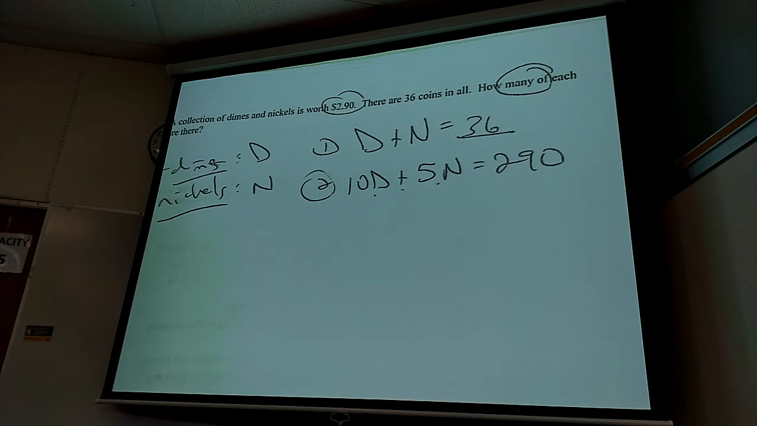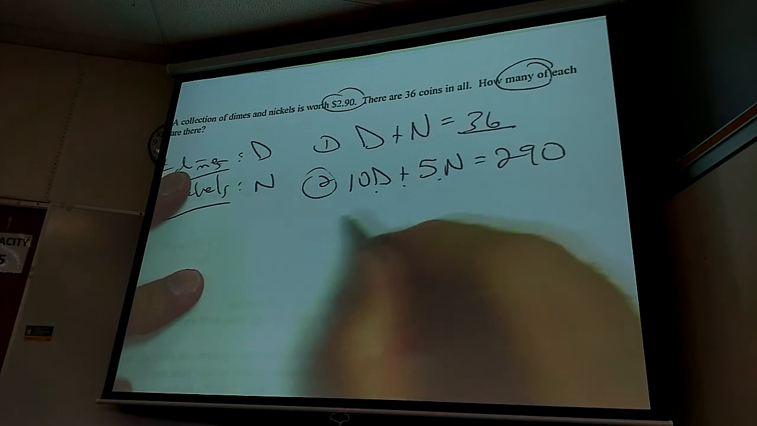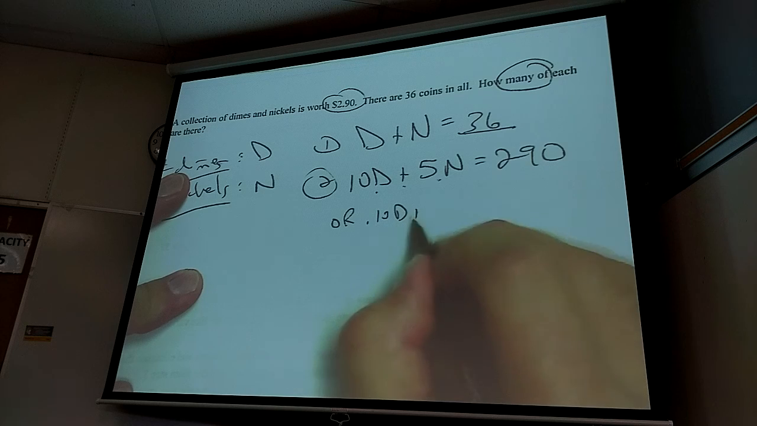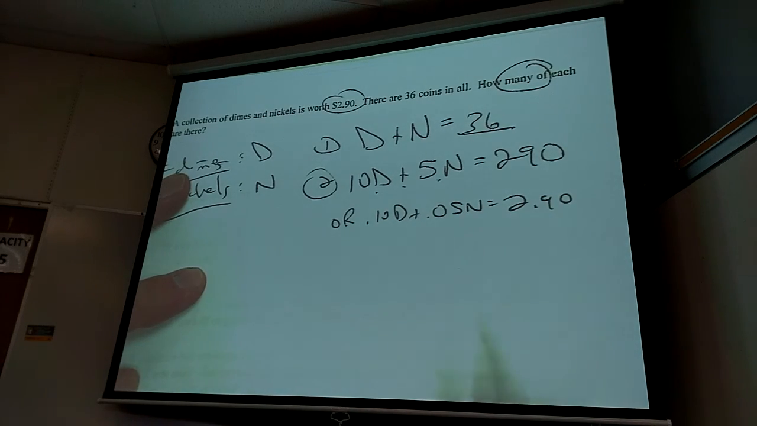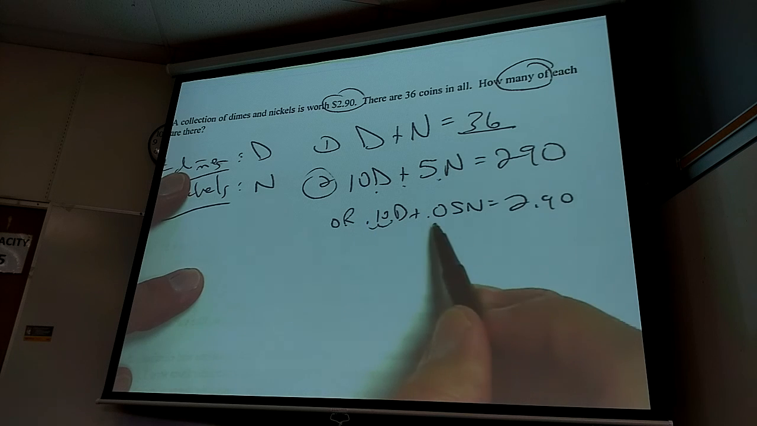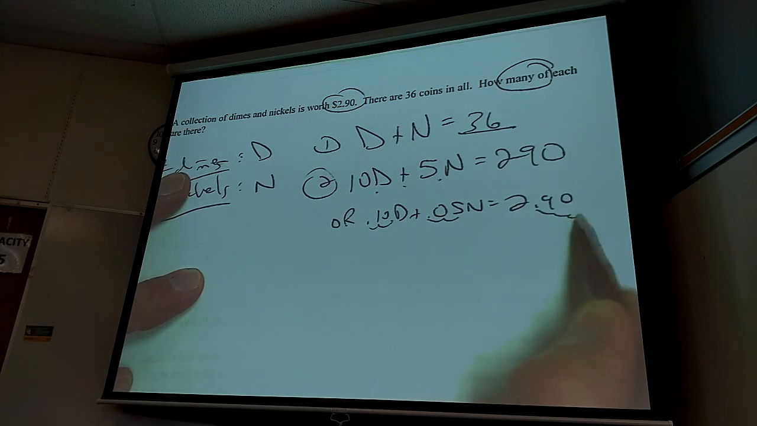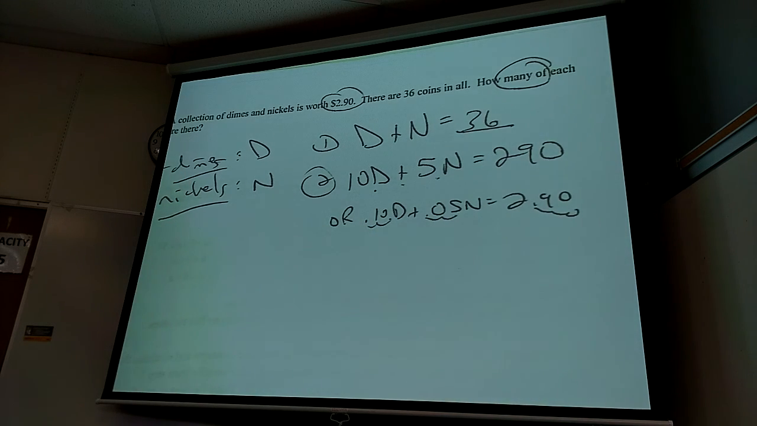Could you do like 0.10? You totally could. You could write 0.10D plus 0.05N equals 2.90. But then the first thing I'd want to do is multiply everything by 100. So my suggestion is a lot of the time when they give you like $11.50 or something, make it into cents. That would eliminate the decimals right away.